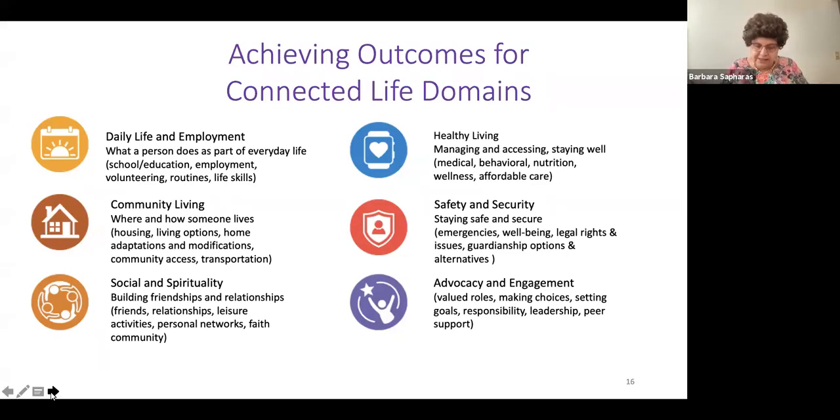So as we look at the domains, please remember the life domains are not skill areas, okay? The life domains are interrelated aspects of our life that we all talk about. So, for example, when we meet someone, what is the first thing we ask them after we're introduced to them? We ask them, what do you do? Where do you live? And our conversation goes on and on. And that's the way we learn about people, by asking them about their lives.